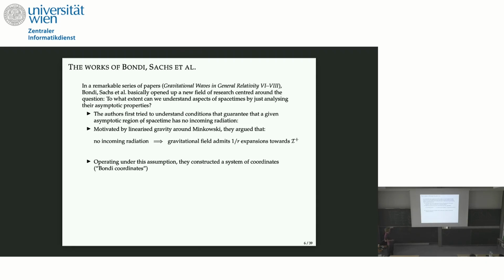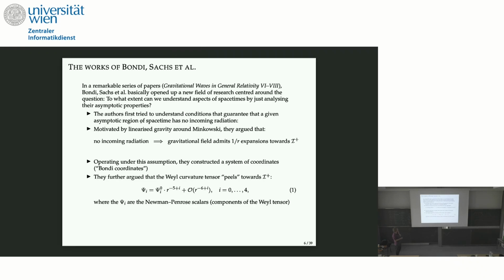Operating under this assumption, they then furthermore constructed these Bondi coordinates with the 1 over r expansions that Mark just wrote down. And in particular, they argued that the Weyl curvature tensor peels towards scri plus, where these psi are exactly the same thing that Mark introduced. So these 5 things. Right, and many important predictions came out of this whole framework, such as the Bondi mass loss formula, the BMS group, and many other things.